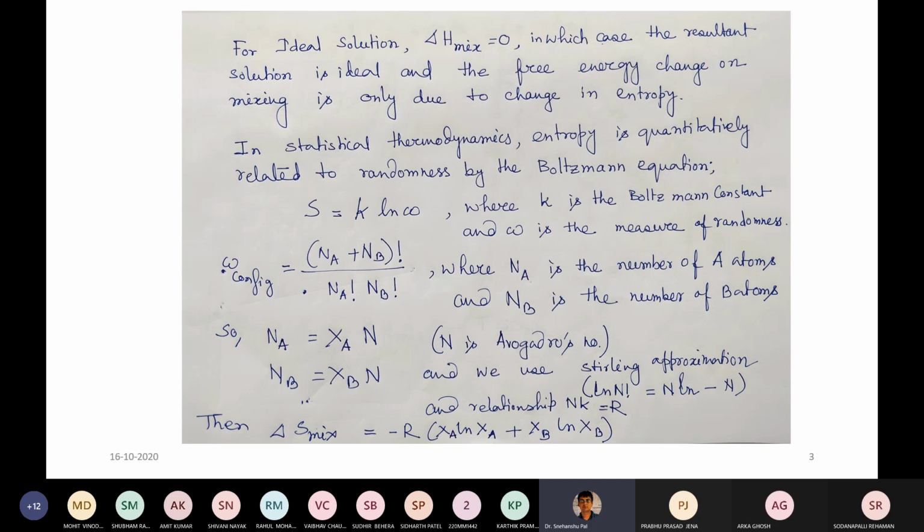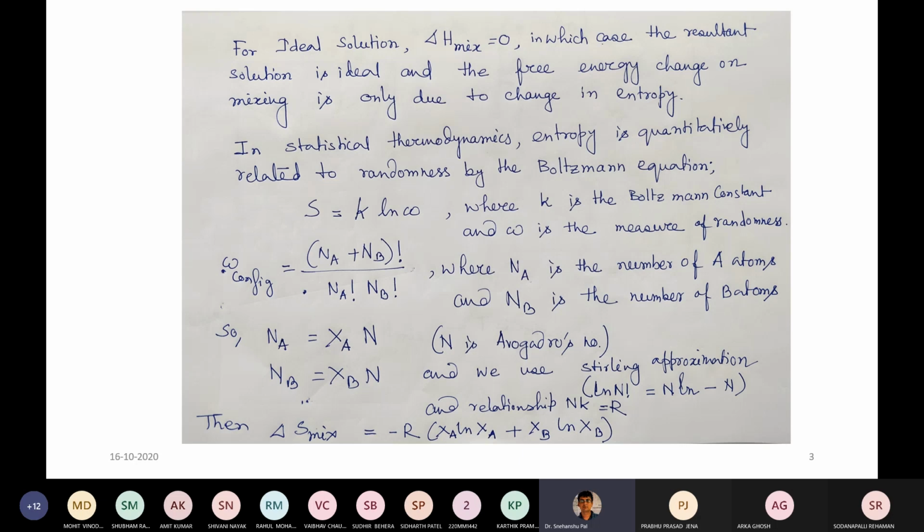First we test the scenario where we are using 1 mole of solution and we are talking about an ideal solution. Since we are talking about 1 mole of solution, the number of atoms we have is the Avogadro number, capital N, for this discussion. So Na will be Xa into capital N and Nb will be Xb into capital N.